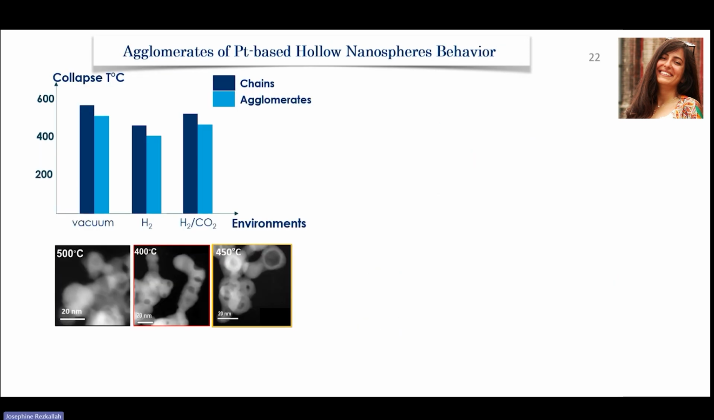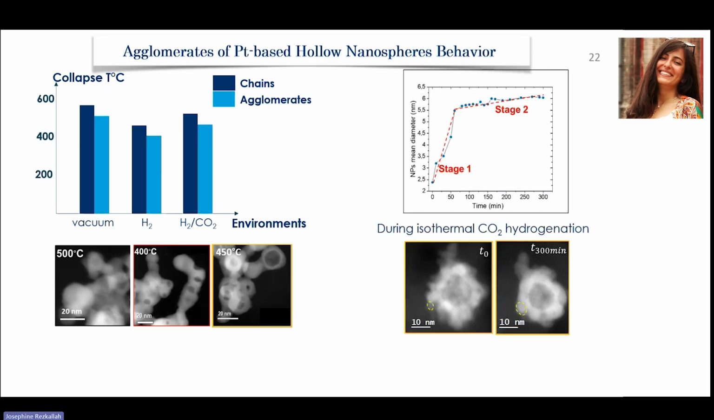As for their behavior, the nanospheres of the first synthesis collapsed at lower temperature in the three different atmospheres, an indication of their lower thermal stability. And during the CO2 hydrogenation reaction with the applied condition, the nanoparticles forming the shell have grown into larger diameter nanoparticles than the ones seen in the second batch. This growth is probably linked to the higher cobalt content that promoted their growth.